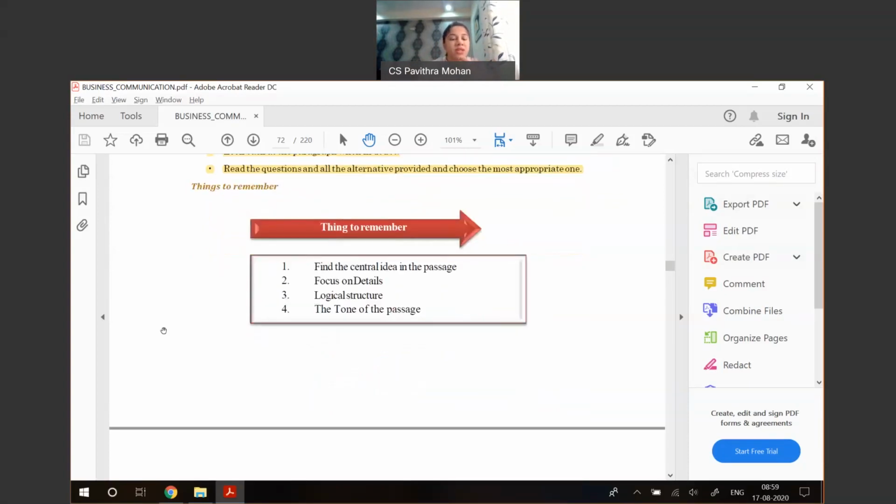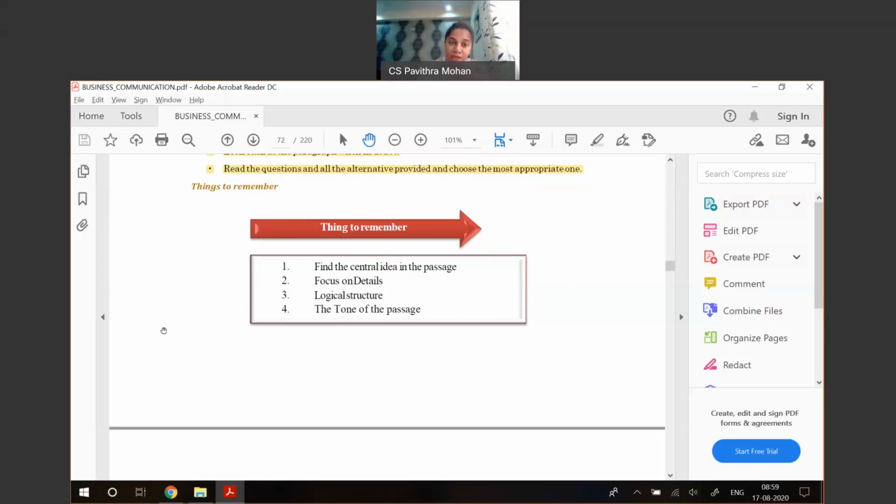Okay, then what are the things that I need to remember when I'm doing passage reading? There are certain things. The first thing is to find the central idea in the passage. When I'm doing a passage, I have to understand what the central theme is, what they are trying to explain, what this concept is all about, whether it is related to technology, language, history, science, education, agriculture, irrigation, invention, research and development. So, what is the main idea of this passage?